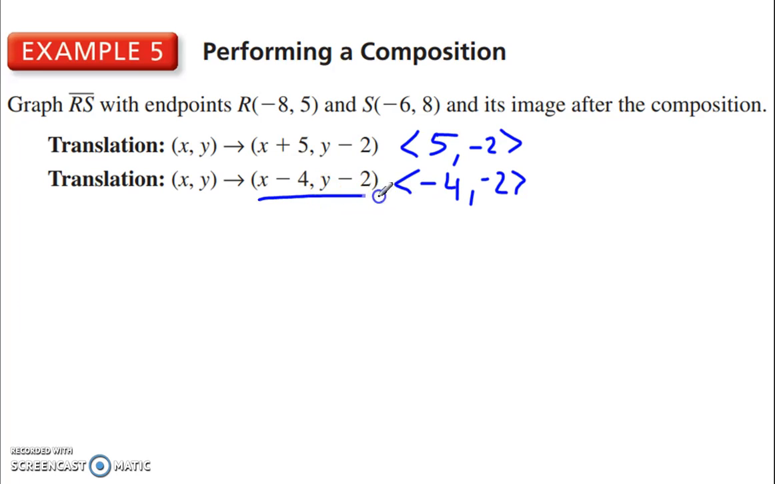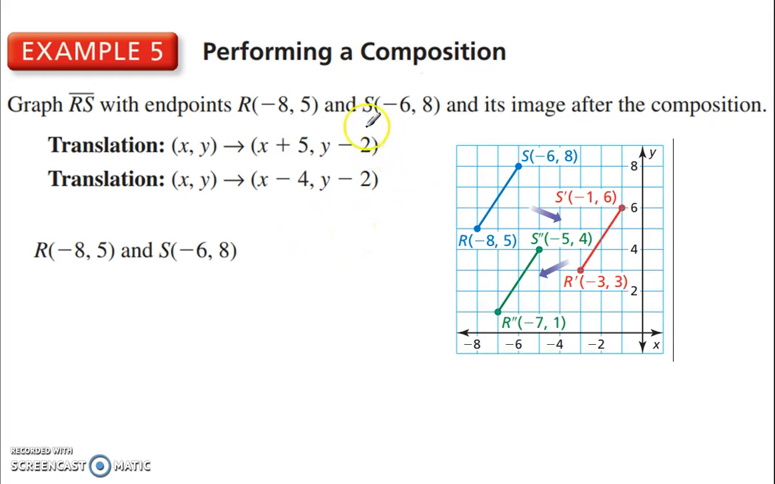So I could just tally these up and say 5 minus 4 is 1. -2 minus 2 is -4. So my translation from the original to the final, the composition, would be +1 minus 4. If you add 5 and then you subtract 4, you have a net addition of 1. If you subtract 2 and subtract another 2, you have a net difference of -4. Okay, you could do the same thing if you were just given the vectors. So tally these up and that's what you get.